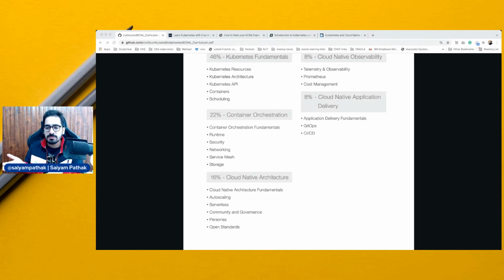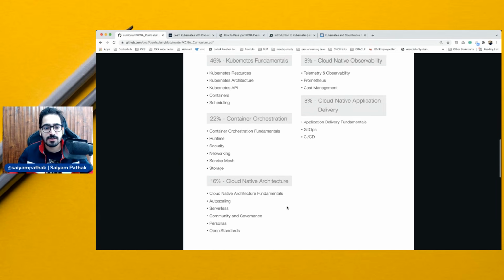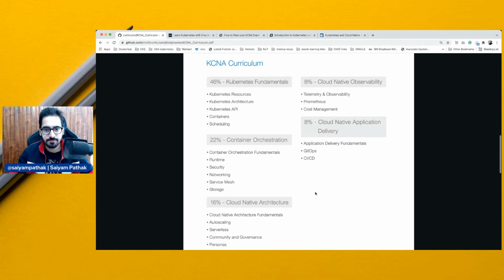What are the principles of the security layer in the cloud native architecture? So all these things, you will find that on the exam. What are different personas for that, and open standards? What do you mean by the open standards? Then you have the cloud native observability. You will find questions from observability, telemetry, some of the observability pillars, and the cost management, Prometheus.